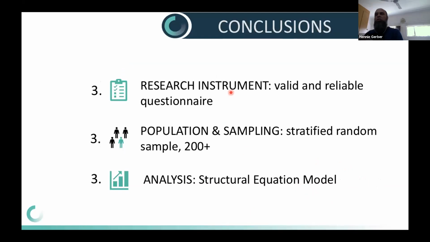Then the research instrument that we use is valid and reliable. The exploratory factor analysis gave us the validation, and the reliability was the Cronbach alpha coefficient that we did. The population and sampling, we had a list of the population, and a stratified random sample was taken, and the sample itself was 200 plus. And then the analysis that we did was a structural equation model.